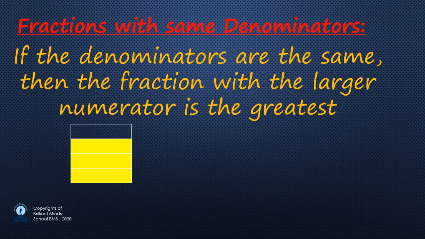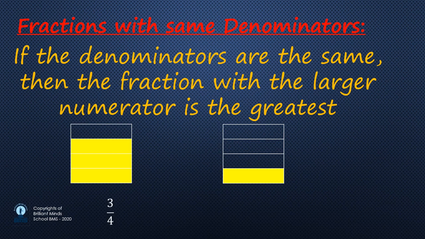If we have here, let's count how many colored parts and how many total parts to write the fraction. It will be 3 over 4 and here 1 over 4. So we have 3/4 and a quarter, or 3/4 and a fourth.